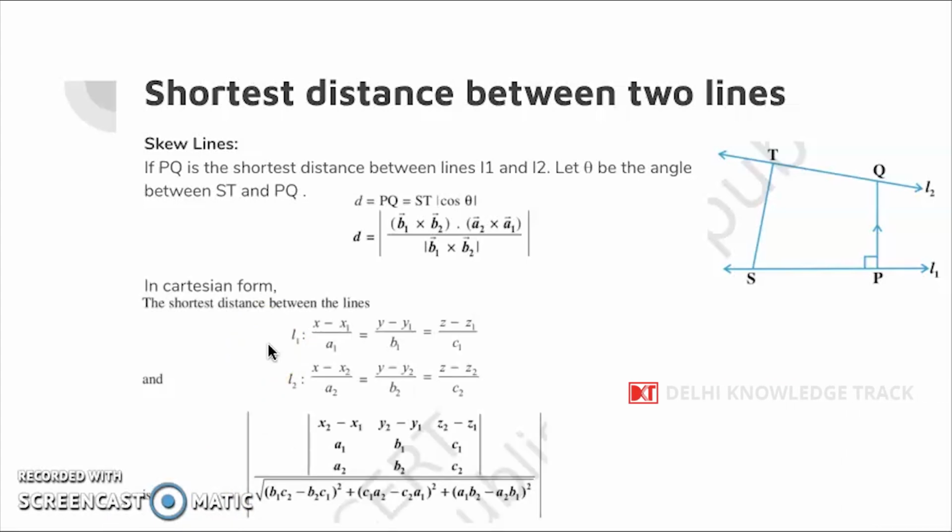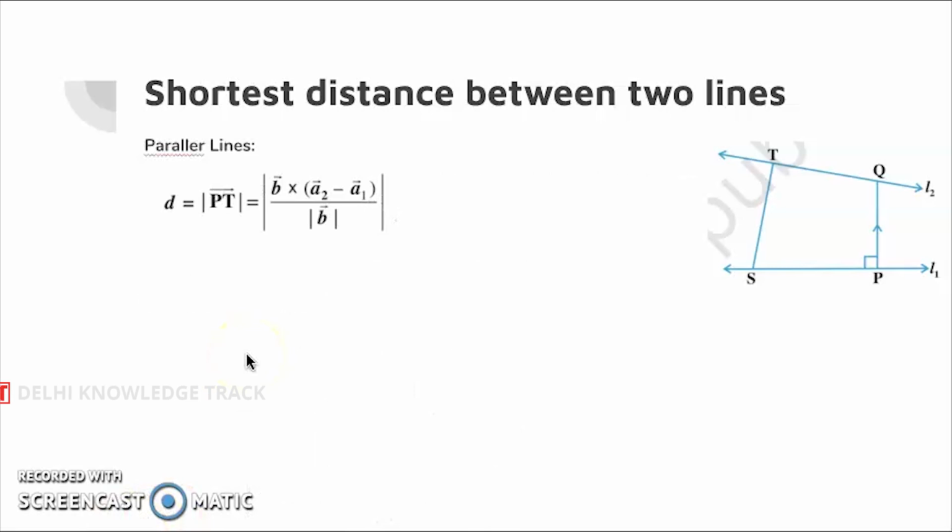In Cartesian form, the shortest distance between two lines, line L1 and line L2, will be given by this big formula, which is the determinant of a matrix divided by the magnitude of this. In the second case, where the lines are parallel, the shortest distance between the two lines will be the modulus of the cross product of vector B with A2 minus A1, divided by the modulus of vector B.